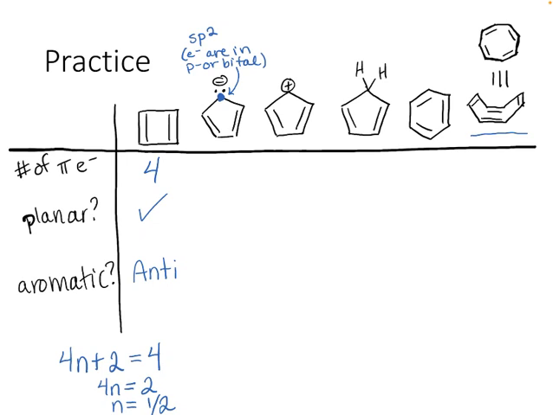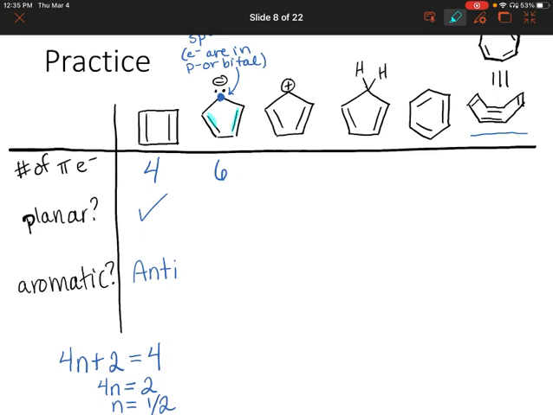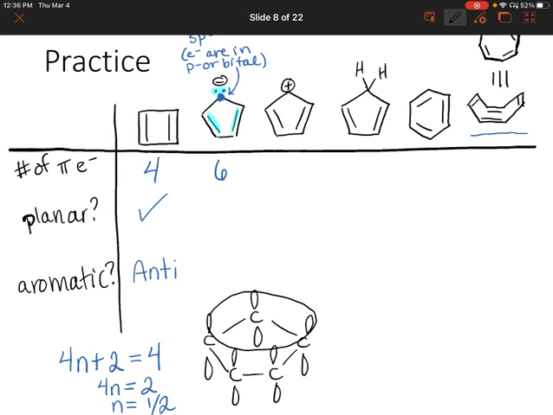Okay, so now that we know that, how many pi electrons do we have? 6. So we've got the 2 electrons in each double bond, and then the lone pair electrons are also in a p orbital. So are the electrons able to delocalize? Yes. So if we draw a little picture down below, each carbon has a p orbital because each carbon is sp2 hybridized. So the electrons can delocalize.